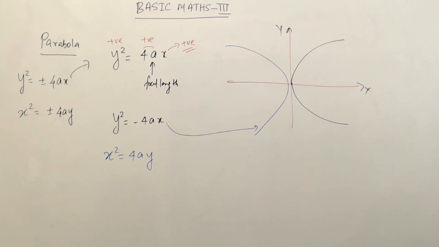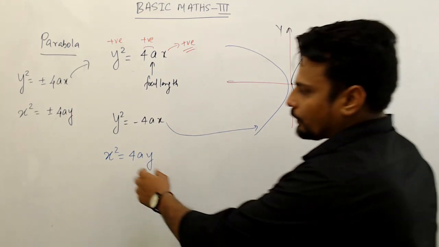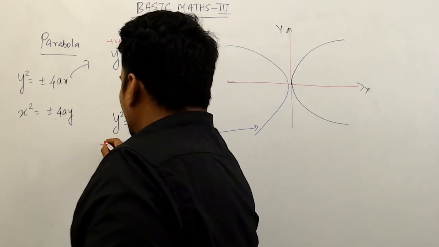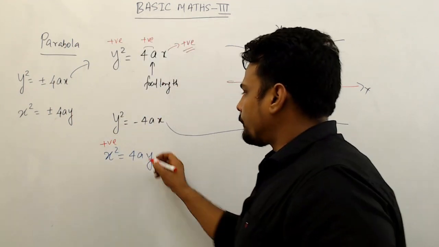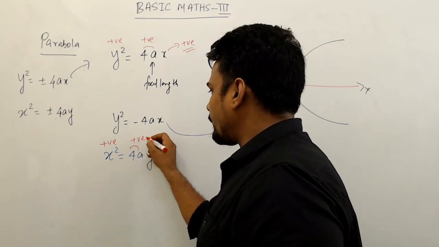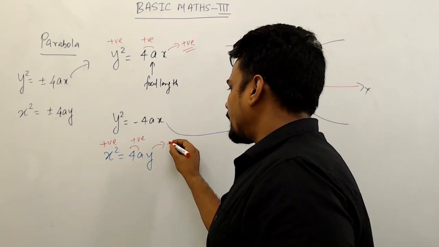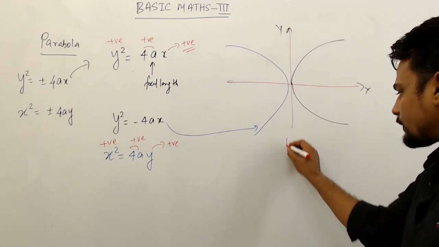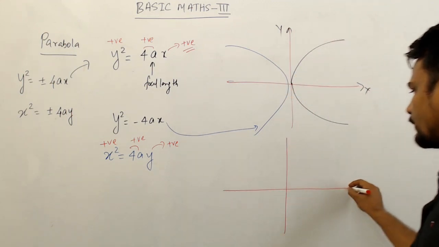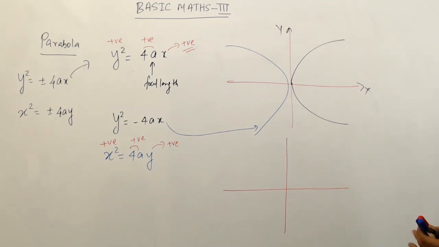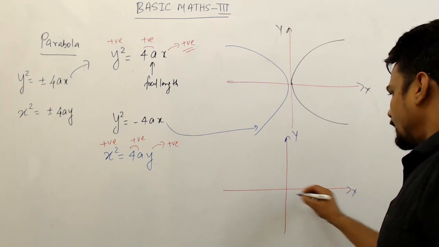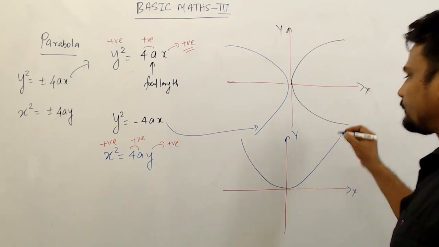x square being positive, no matter if x is positive or negative, x square as a whole will be a positive quantity. So this x square is going to be a positive quantity, 4a being a positive quantity, reason being the same. So this fellow y has to be positive, no choice for him. And y is positive either in the first quadrant or in the second quadrant. So let's say this is the y-axis and this is your x-axis. Then the graph is going to be like this.